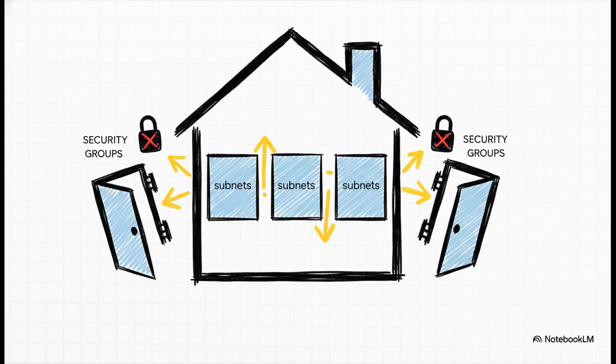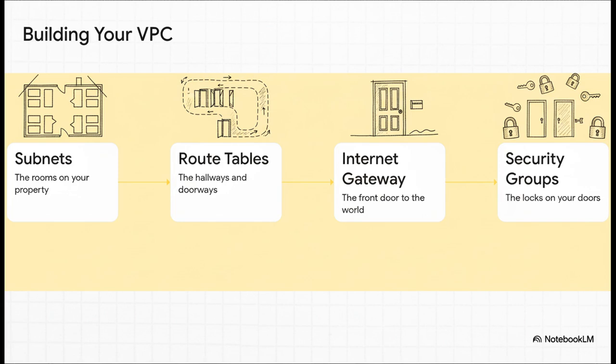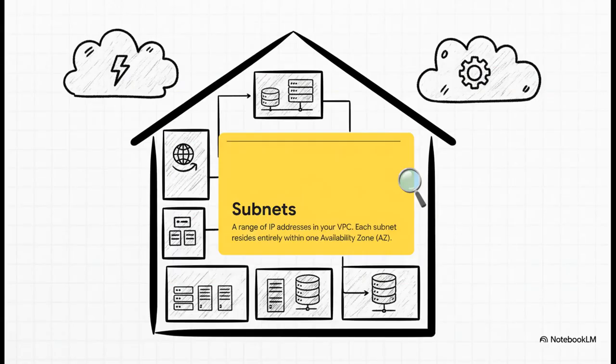Let's break them down one by one. Here's our blueprint. First, we have to divide our property into different rooms. Those are our subnets. Then, we need hallways and doorways to connect all those rooms together. Those are the route tables. Of course, we need a front door to get to the outside world. That's our internet gateway. And finally, maybe most importantly, we need good, strong locks on every single door, and those are the security groups.